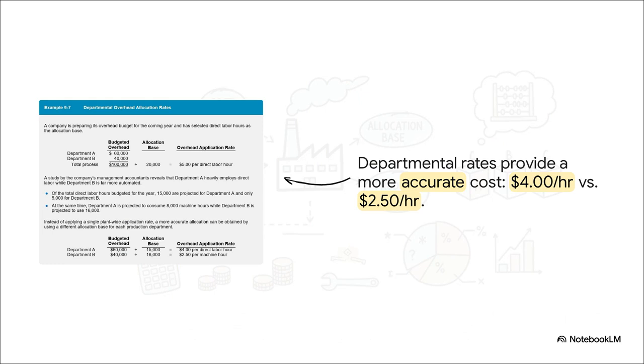And just look at this. This is why that choice matters so much. Using one single rate for the whole factory would be easy, but it would just be wrong. By creating separate rates, the company gets a much clearer, more accurate picture of what's really going on. A product made in the automated department gets a totally different overhead cost than one made in the manual department. This is absolutely key for getting your pricing right.